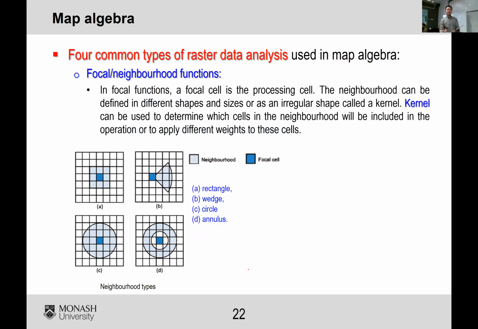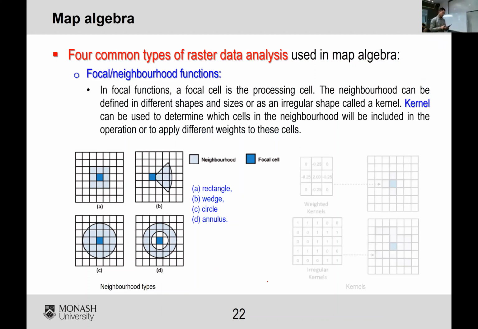And for the size and shape of the neighborhood, you can define yourself depending on the application. And there are different types of neighborhood. It could be a rectangle, could be a wedge, indicating a specific direction, or a circle, or an annulus. And you can define the parameters of this shape to define to what extent the cells in the input layer you want to consider.